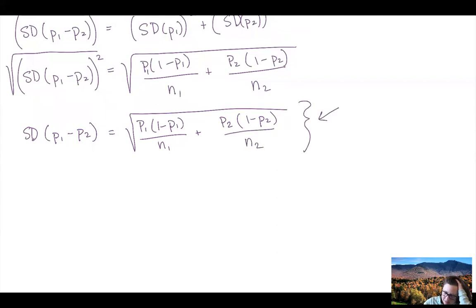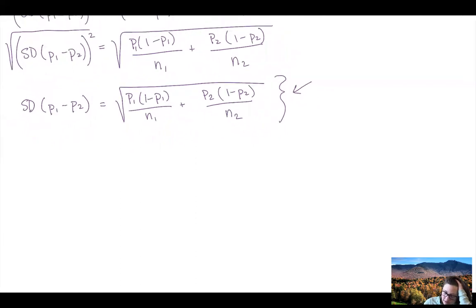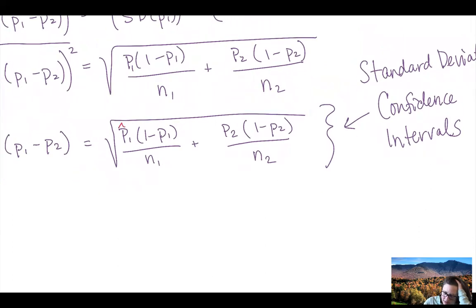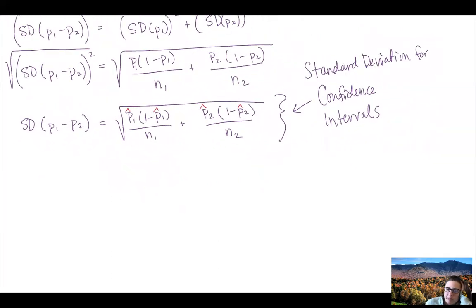This formula is going to be used mostly for confidence intervals. Obviously when you do this with a confidence interval, you're going to have to throw in the little hats because we don't actually know what the true proportion is, but we know what our sample proportion is.